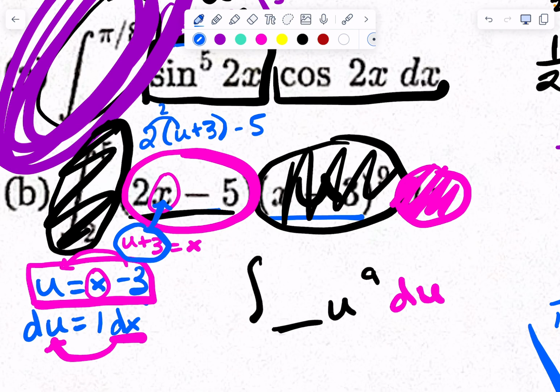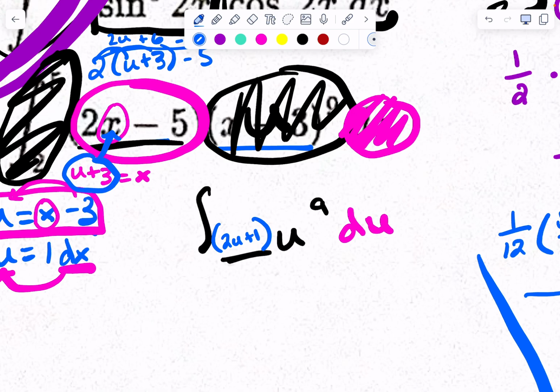2 times u is 2u. 2 times 3 is 6 minus 5. This will become 2u plus 1, because the 6 and the 5 become 1. Gross stuff. If you need to pause and go back or do whatever, you just do whatever you need.